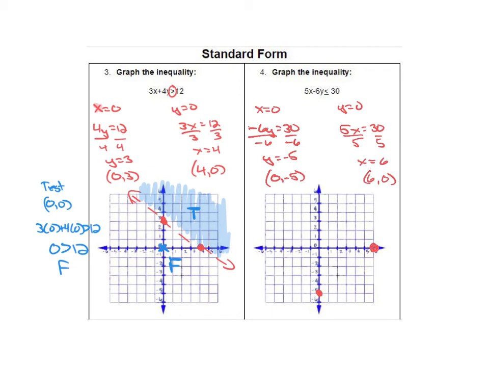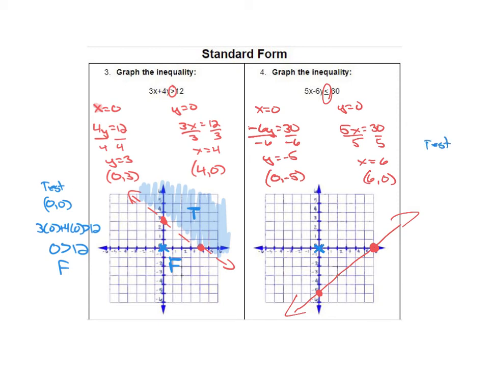Which is going to be over here. Okay, so what kind of line are we going to draw? If it has an equal sign, that is a solid line. And then we need to figure out, are we going to go above or below? So again, I'm going to test out, always try to test out 0, 0.